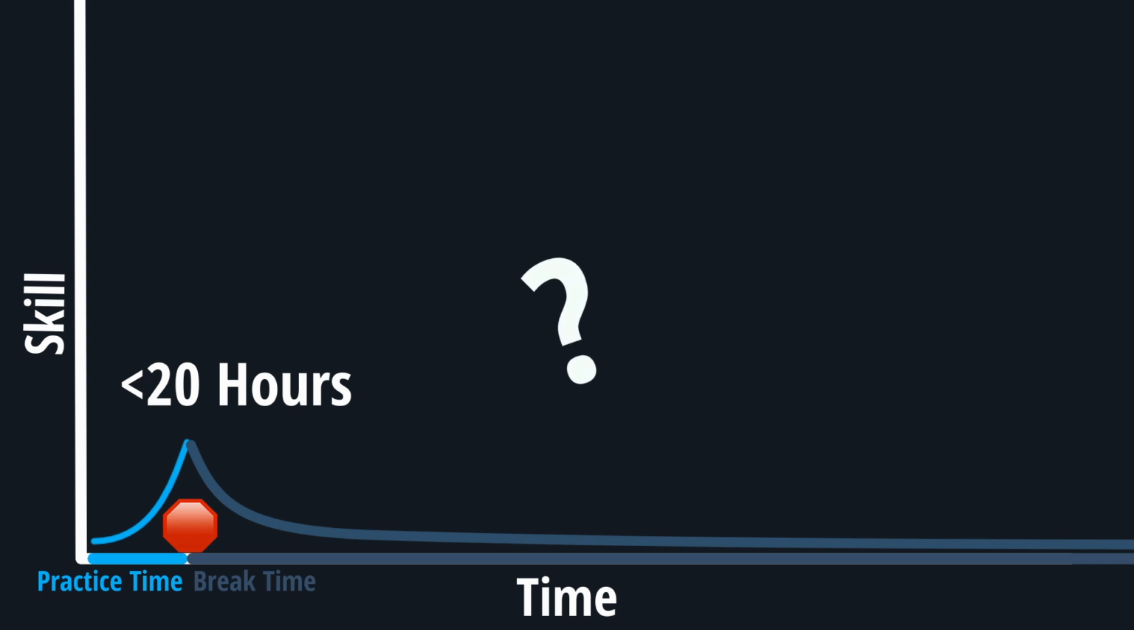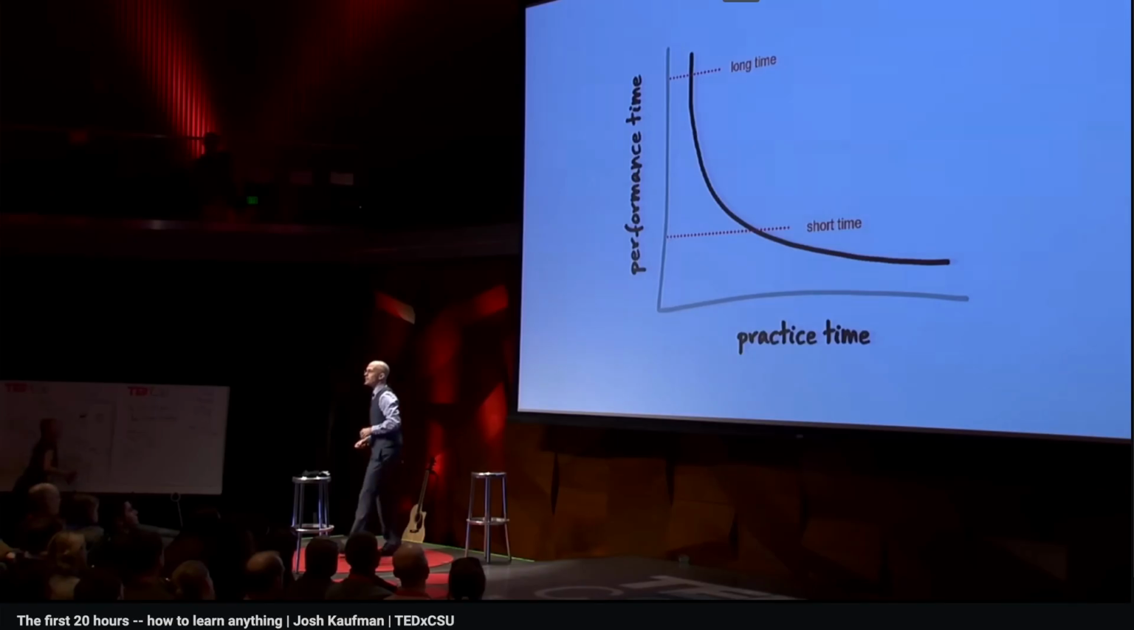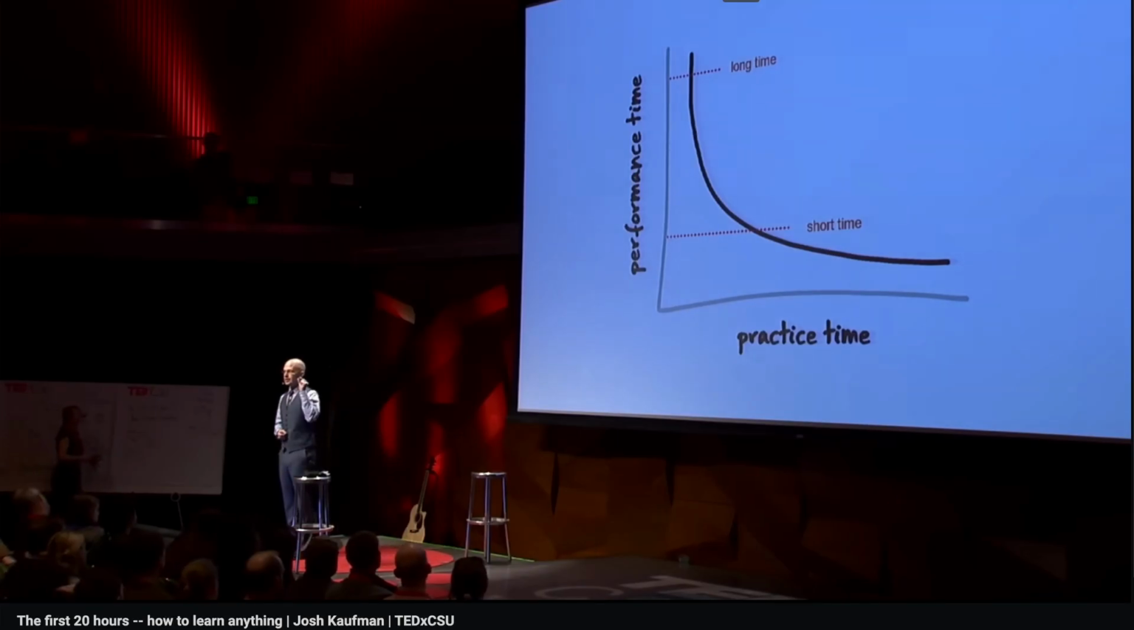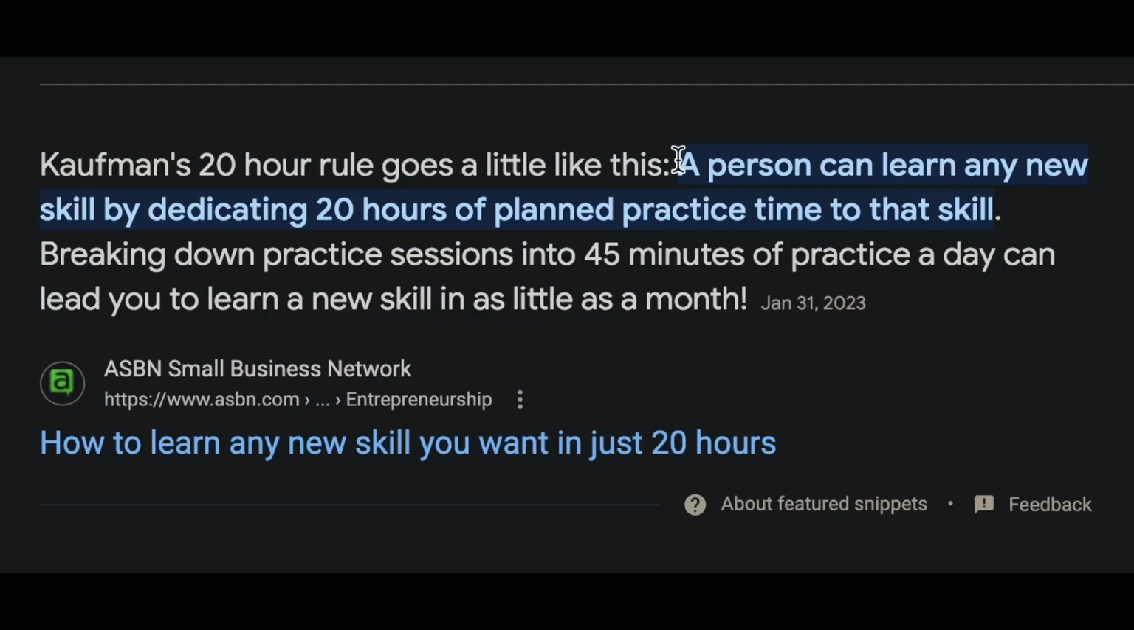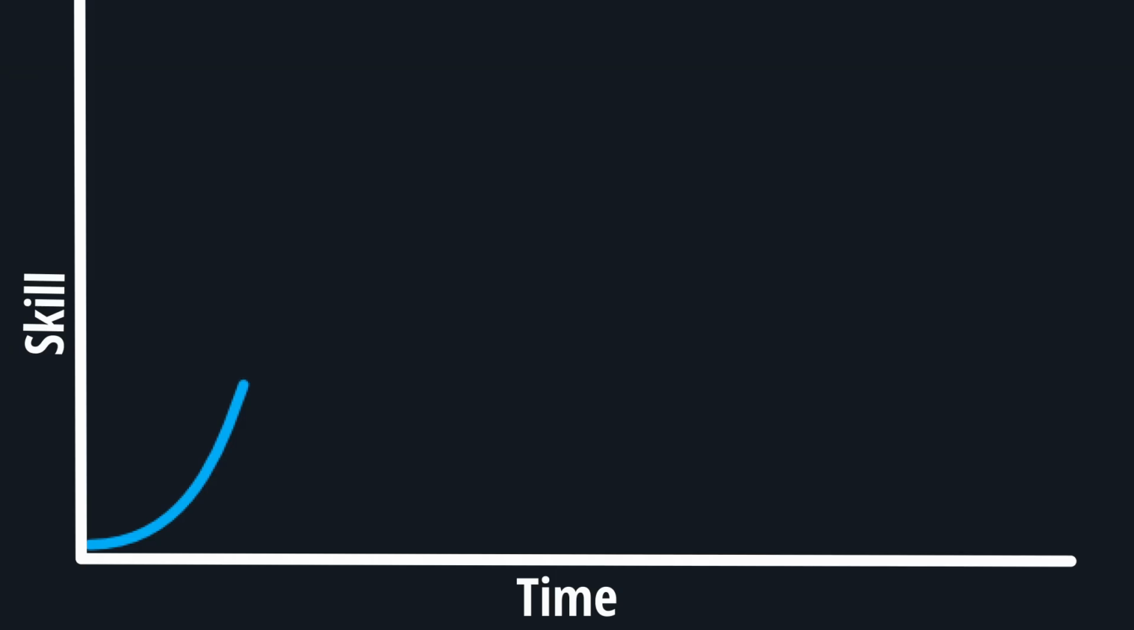Why 20 hours? As John Kaufman found, if you spend at least 20 dedicated hours toward practicing something, you will have the most bang for your buck, which statistically should be at about this point on the graph, which is when progress starts to decrease instead of increase.